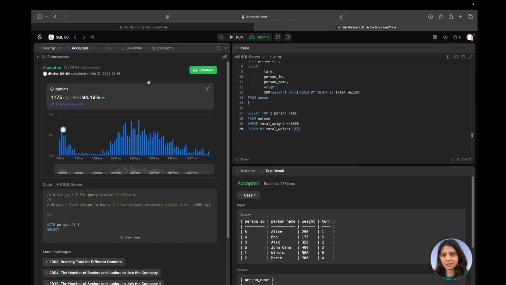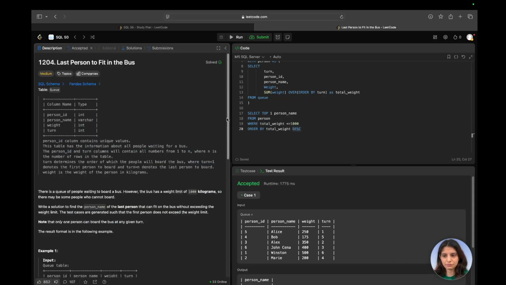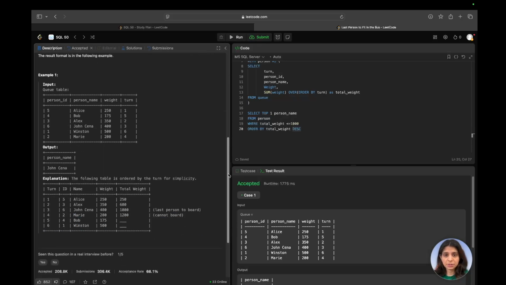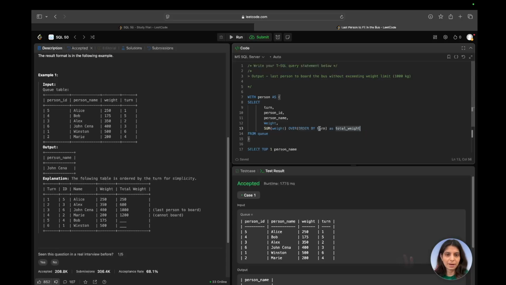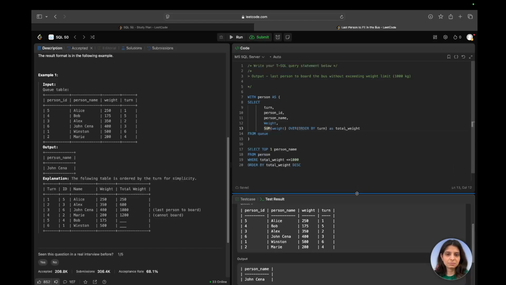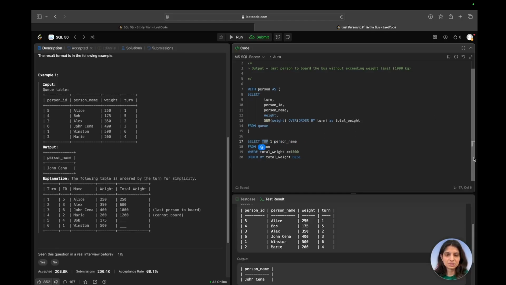And we did take a hint from the explanation they have given on how we can do it. What we did is we ordered the result by turn, and once we had turn, we did a running sum on all the passengers, and then we filtered only those results where the total weight was less than or equal to 1000, and then we returned the first row for that person, and we have our answer.